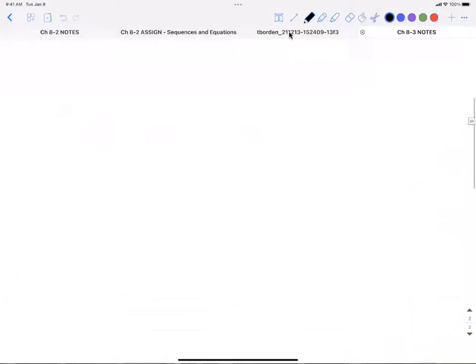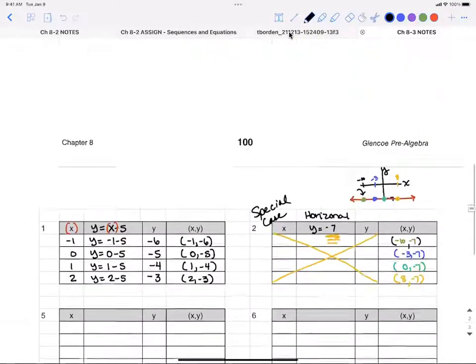Now I want to go to, I don't know why it does that sometimes. My stuff just disappears on me. It'll come back. There it is.